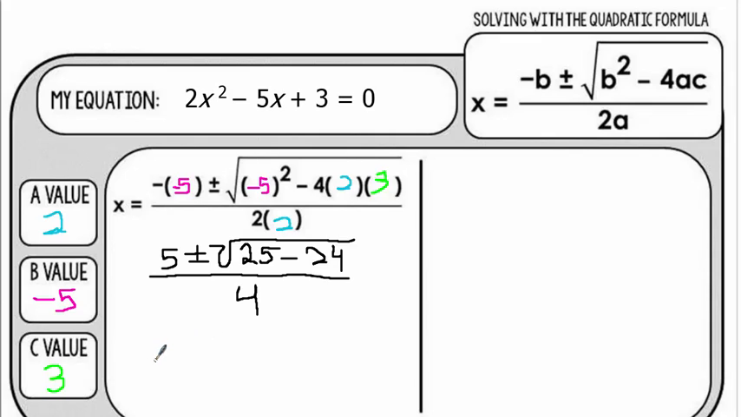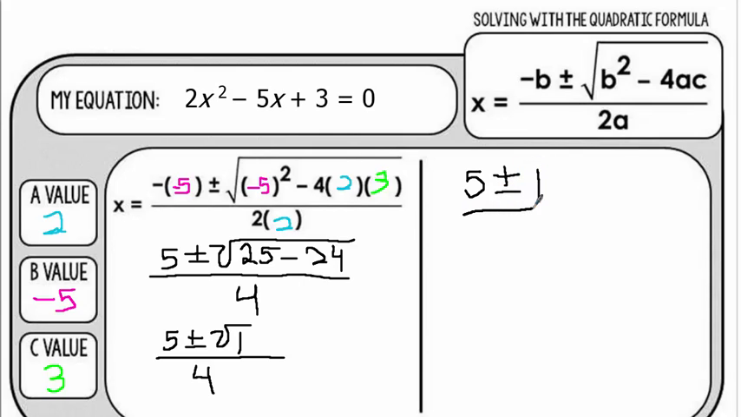My next step is I clean up underneath the square root sign. So I add, subtract as I see, and I get the square root of 1. But I know the square root of 1. It's 1. So because I know it, I take it out of the square root sign.